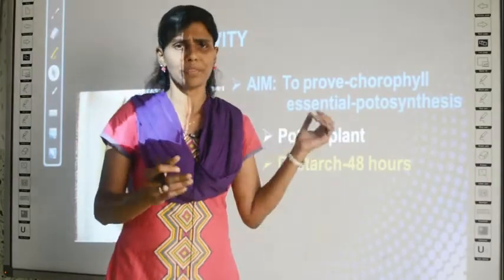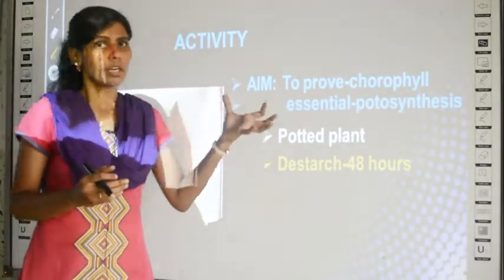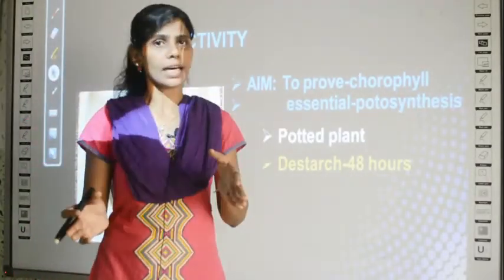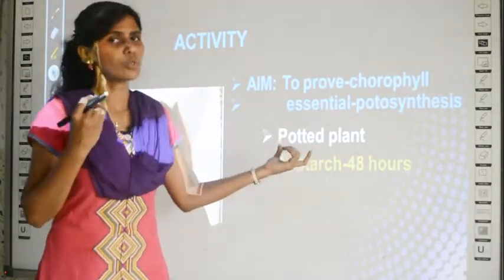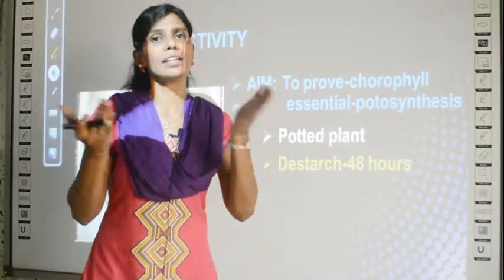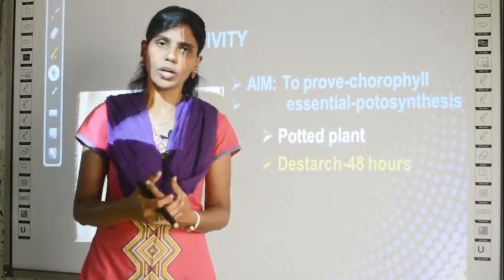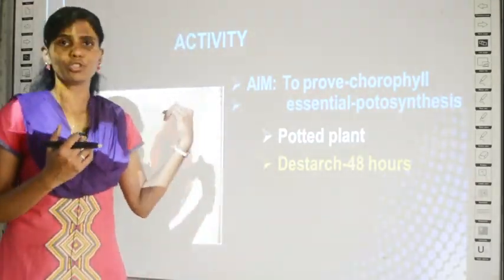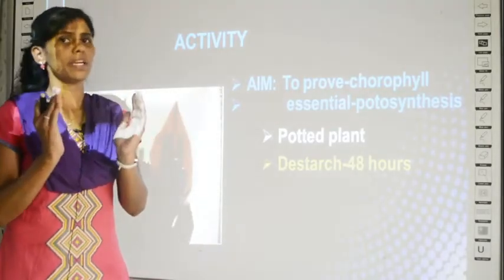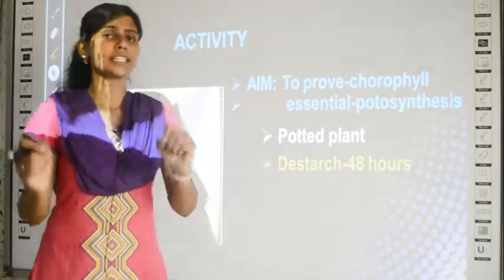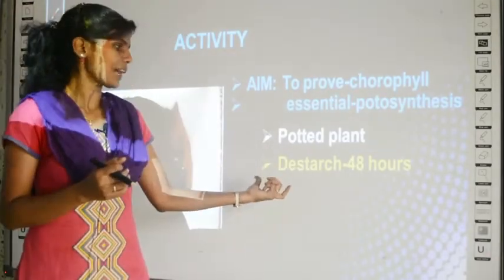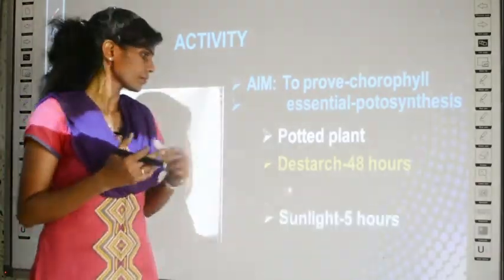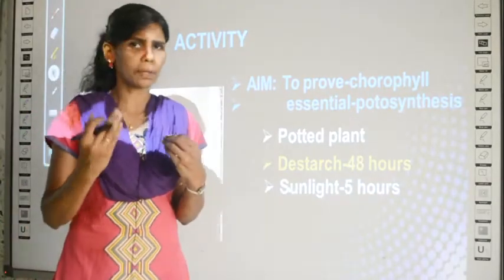This should be a potted plant, because if it is a garden plant you cannot keep it in a dark room for 48 hours. That's why it is said to choose a potted plant, so that you can carry the pot to the place where you want. So this variegated leaf should be in a pot. Take the pot and put it inside a dark room for 2 days. Okay. So after you put it, what will happen? The starch will be removed, because our purpose is de-starching.